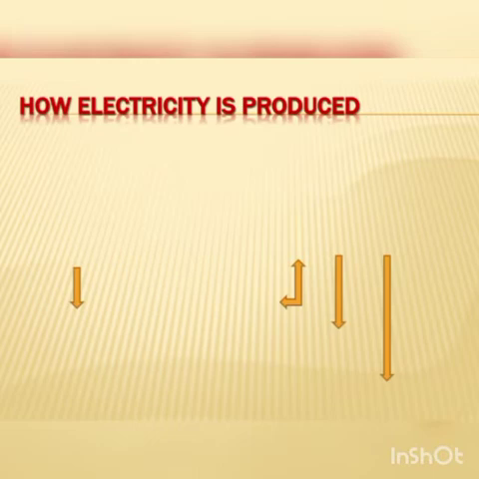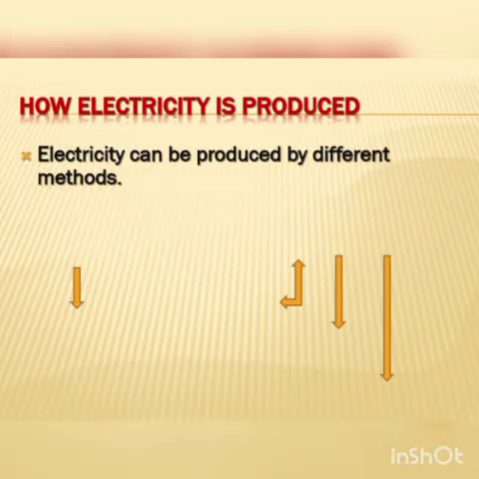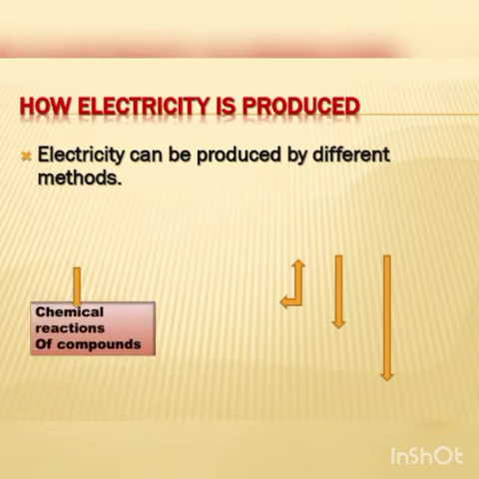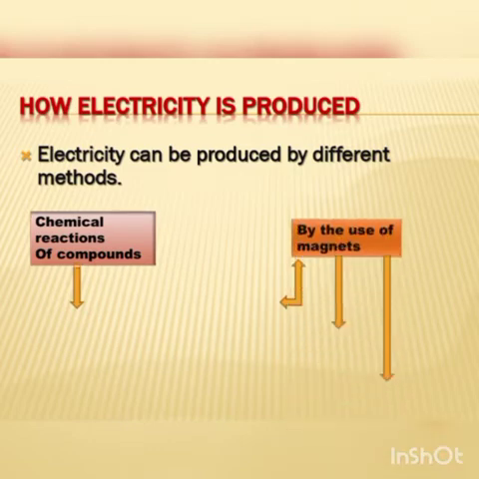Now, how is electricity produced? Electricity can be produced by different methods. Here are some methods. First one is chemical reactions of compounds, and the second method is by the use of magnets.